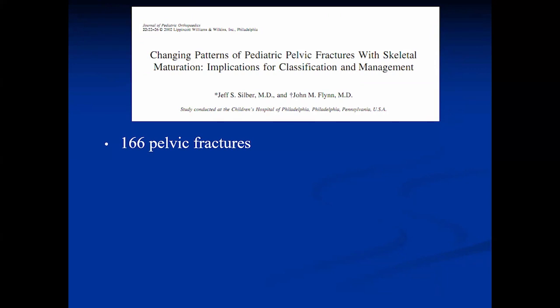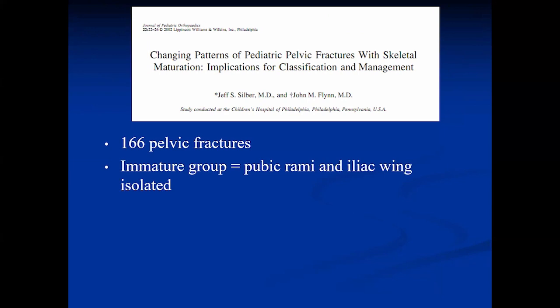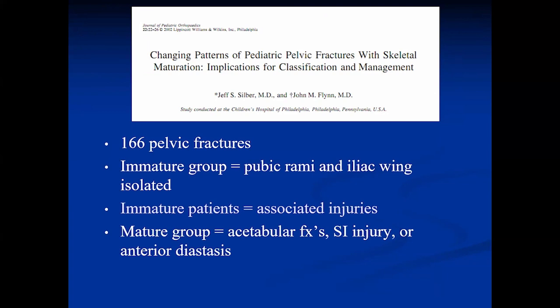This was a study done at Children's Hospital of Philadelphia that looked at 166 pelvic fractures in pediatric patients. They found that immature patients typically had pubic rami and iliac wing isolated injuries. Immature patients usually had more associated injuries that drive treatment, whereas the skeletally mature population had more acetabular fractures, SI injuries, or anterior diastasis. And it really was the pelvic fracture that drew morbidity and mortality in these patients, as opposed to the associated injury.